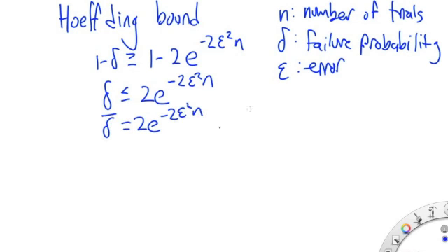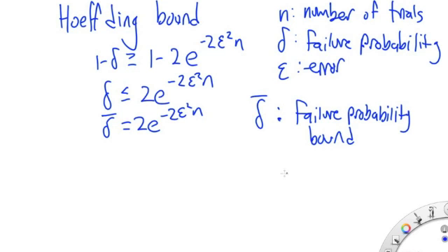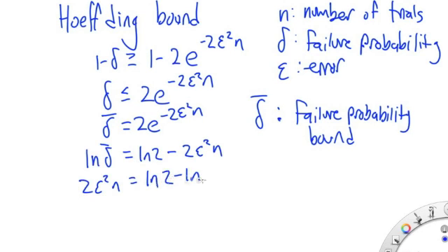So let's define delta bar to be our failure probability bound. If we solve this equation for n, what we find is that the sample size that we need, n, as a function of the desired failure probability bound and the error probability, bears this relation here. It's polynomial in 1 over epsilon and 1 over delta, and it tells us how many flips we're going to need to guarantee that we meet this failure probability bound in terms of having an estimate that is epsilon close to the real answer. So that's what the Hoeffding bound tells us.